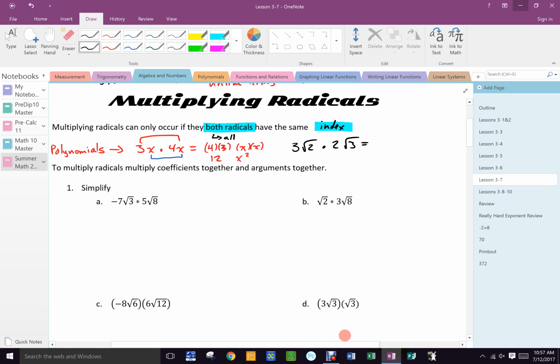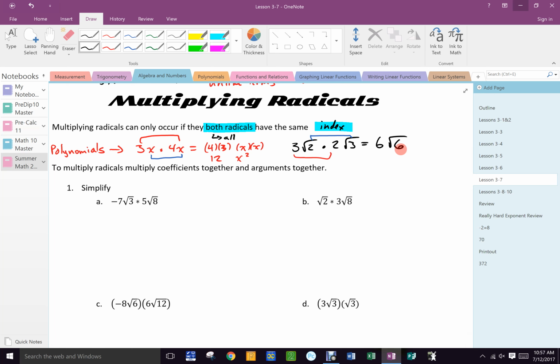Without me even teaching you, even if you didn't know. Coefficients with coefficients, arguments with arguments. What do you think you get? 6 root 6. Everybody with me? That's multiplying. That's how easy it is. Everybody cool?